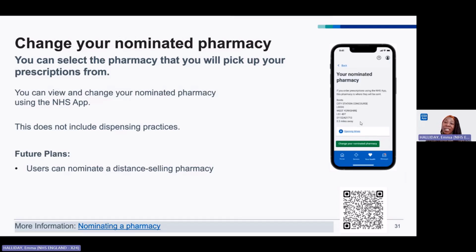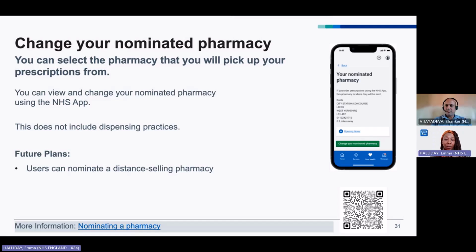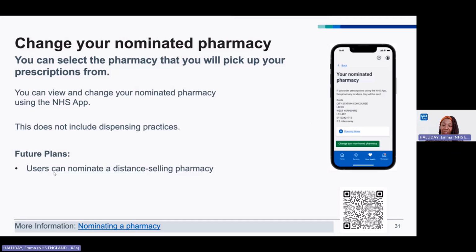You can also change your nominated pharmacy. I will highlight here that if the prescription has already been ordered, it will be sent to the pharmacy that it was nominated to at the time. So it's recommended to change the pharmacy and then request the prescription. On the app, you have got the option to choose high street pharmacy and online. But if you do choose online, it will direct you to go to the online pharmacy and do the next steps.